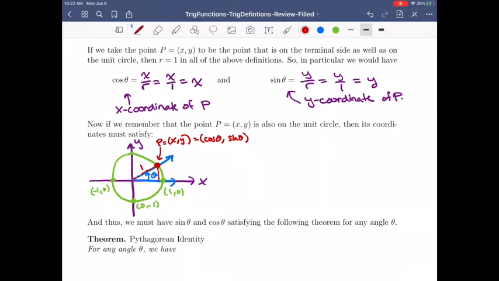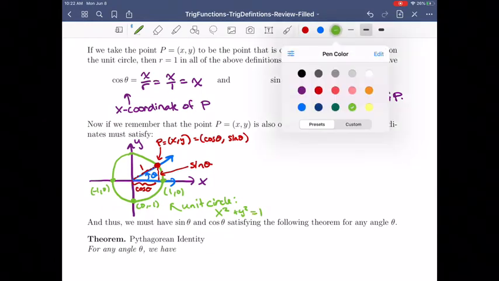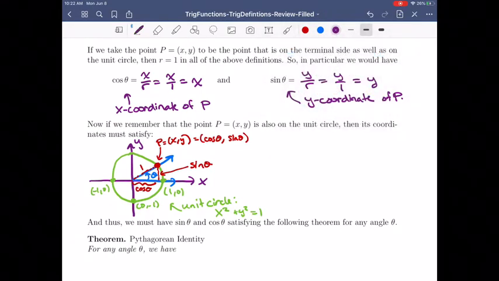So this distance here is actually cos θ, and the height here is actually sin θ. Now we also know that the unit circle has equation x squared plus y squared equals 1. Because our point is on the unit circle, it has to satisfy this equation.